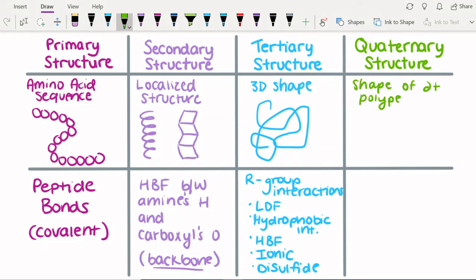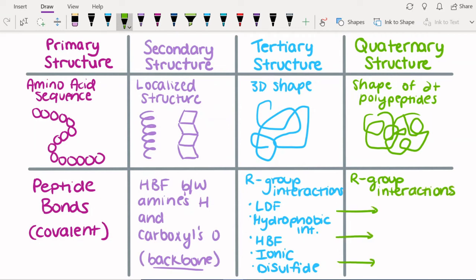Finally, quaternary structure is the 3D shape of multiple polypeptides. Not all proteins have quaternary structure. It is formed by the same R group interactions as tertiary structure.